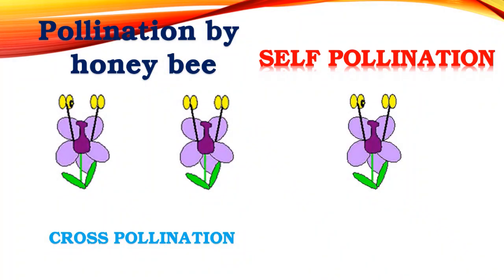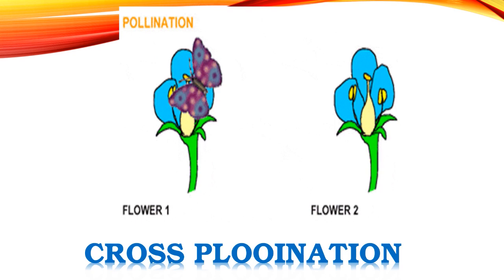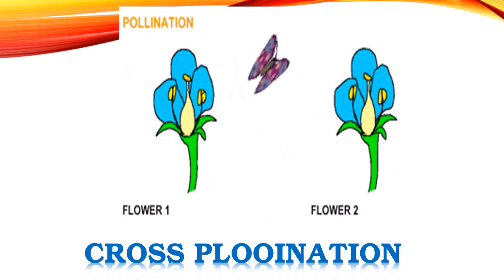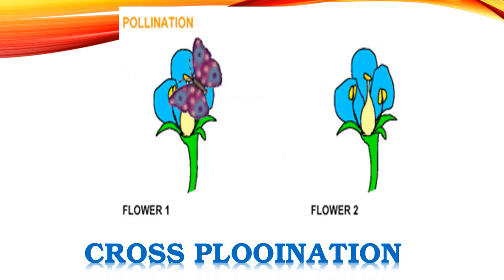In the first figure, we can see that the honeybee transfers the pollen grain from the anther to the stigma of a flower of a different plant of the same category. So here we can say that it is cross pollination. If both flowers are of the same plant, at that time we can say that it is self pollination. So in the comment box, tell me which type of pollination occurs in this figure by the help of the butterfly.